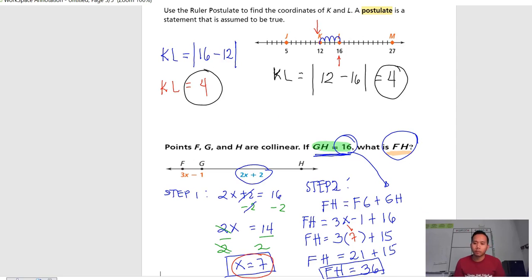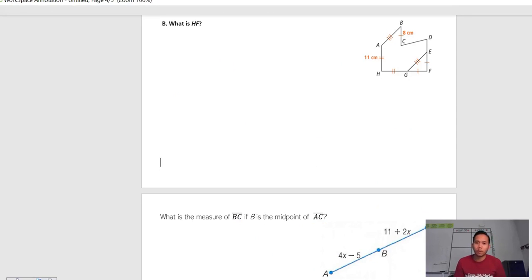Another problem that we have here would be this. What is HF? So you are looking for HF from here to there. Now, if you will see, there's no given. It's just only 11. We only have 11 here, and then we only have 8 as given.